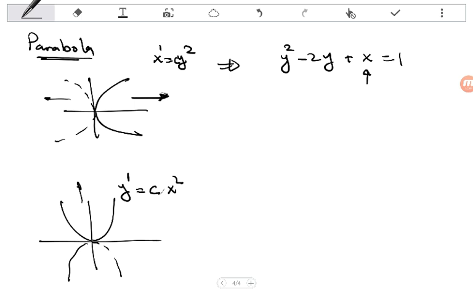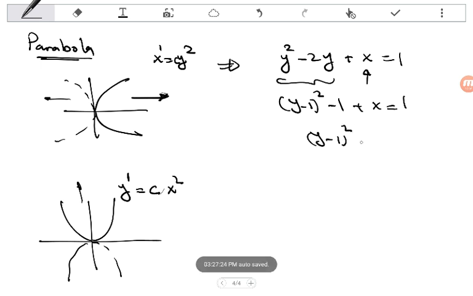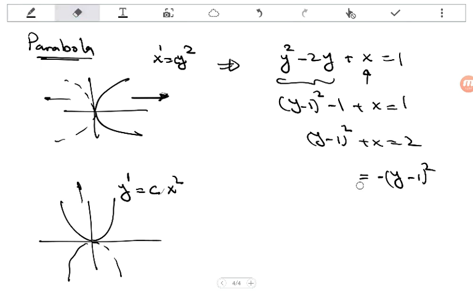Okay, how would I graph it? What do I do for the second degree terms? I complete the square. Yes, complete the square. (y minus 1) all squared minus 1 plus x equals 1, and that will be (y minus 1) all squared plus x equals 2. I need the first degree term to be on one side, and the other will be like this. So this will be negative (y minus 1) all squared, and also you have 2. I will just write 2.